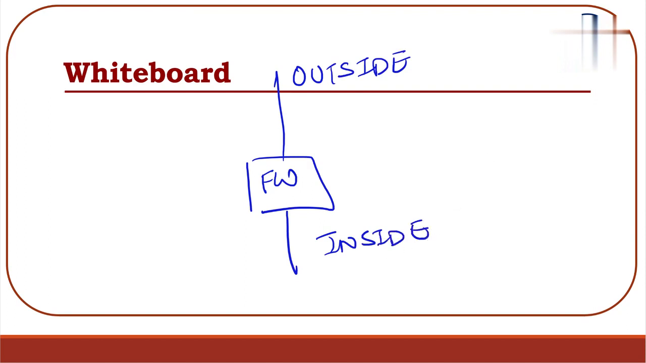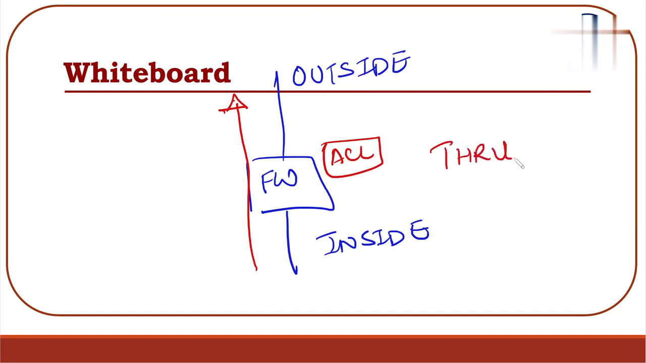We talked about high to low allowed, low to high blocked, and you have an ACL that makes an exception to allow traffic from low to high. All this is for through traffic. The entire discussion was only for through traffic. It does not pertain to any to traffic.